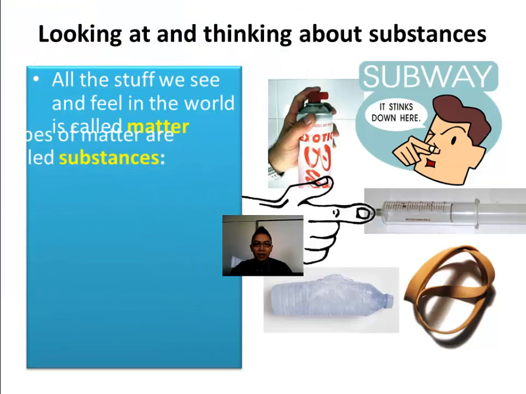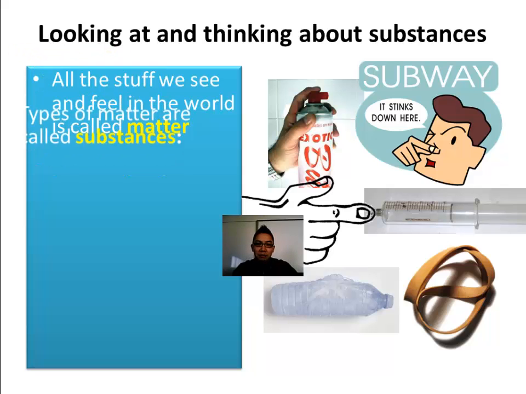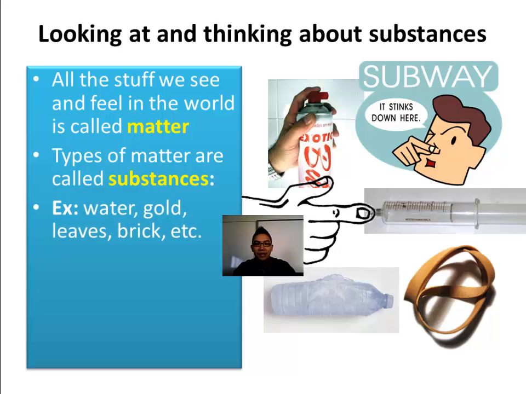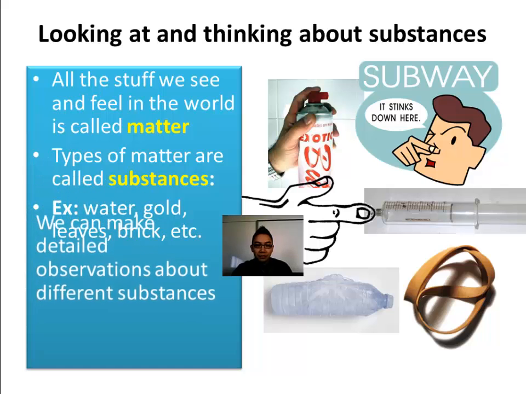So all the stuff we see and feel in the world is called matter, M-A-T-T-E-R. Does matter matter? Yes, it does matter. Types of matter are called substances. Water, gold, leaves, brick, anything that you see around you, anything that's in your room, anything that's in the classroom, those are all types of substances and matter.